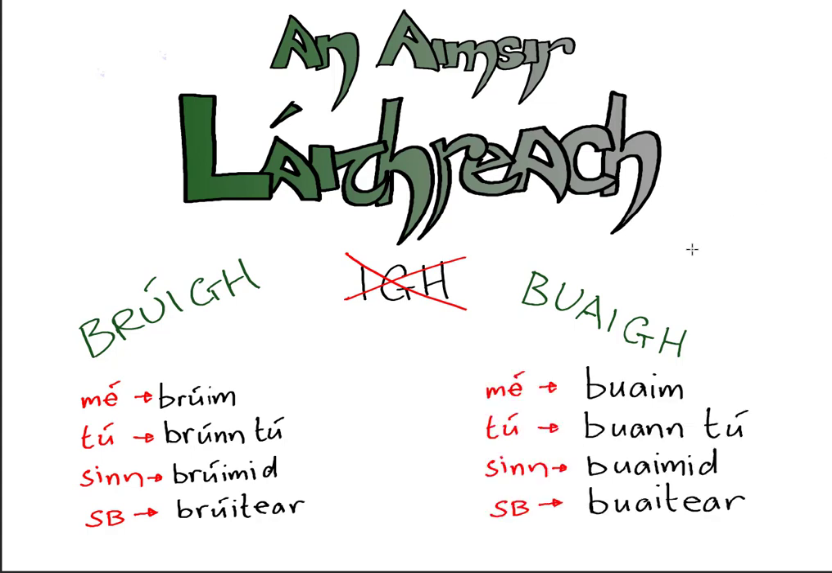And for buaigh, this is a little more standard, but it's still not exactly the same. So for mé, buaim, I am winning. For buann tú, you are winning. Buaimid, we are winning. And the saorbhriathar, buaitear, one is winning.